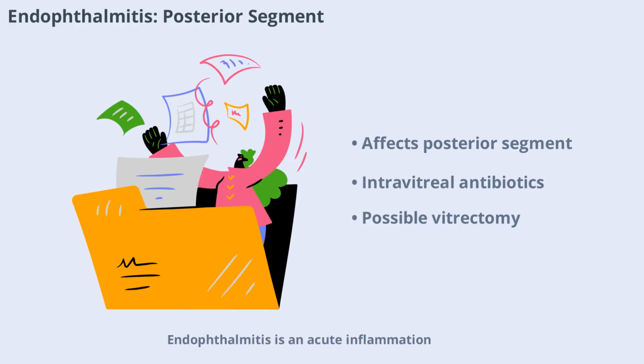Endophthalmitis is an acute inflammation of the eye's posterior segment, often following surgery or trauma. It presents with pain, vision loss, and redness. Treatment involves intravitreal antibiotics directly into the eye and sometimes surgical removal of infected material through vitrectomy. Rapid diagnosis and intervention are critical for saving vision.